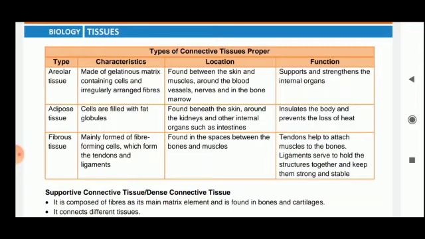Now the third type is fibrous tissue, mainly formed of fiber-forming cells which form the tendon and ligament. So its main characteristic is what?